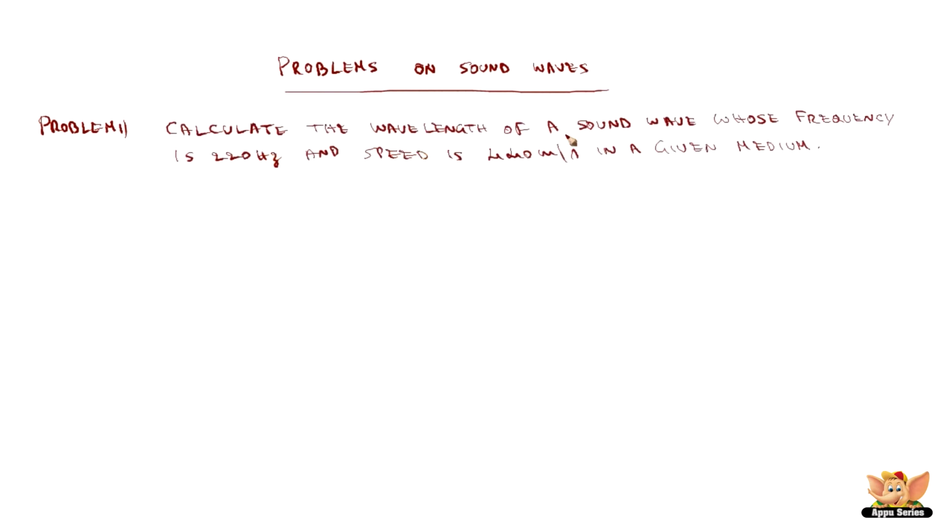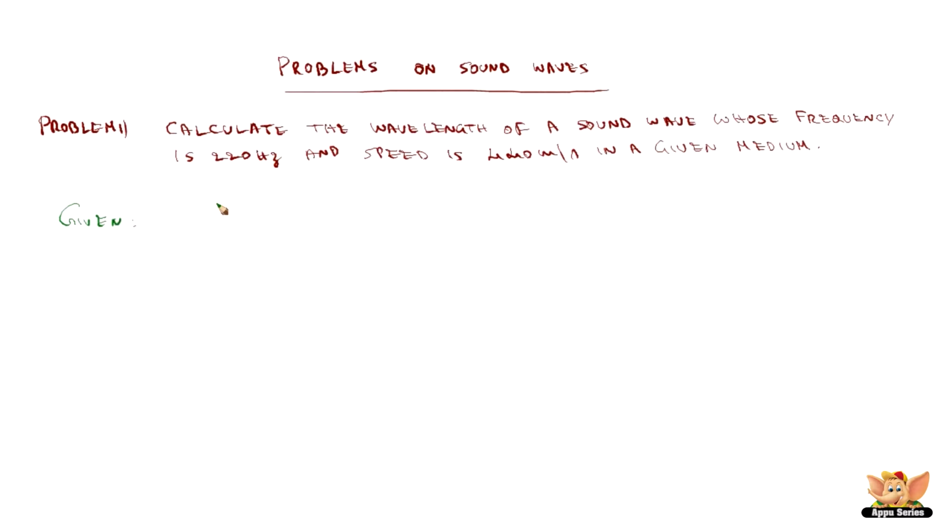Calculate the wavelength of a sound wave whose frequency is 220 Hz and speed is 440 meter per second in a given medium. So we are given the frequency and the speed of the wave and we need to find the wavelength. So we will just use the wave equation for this.